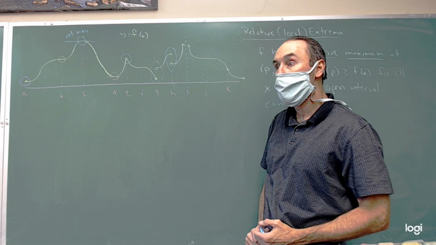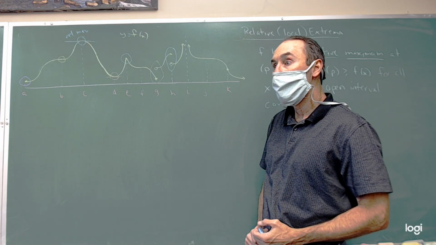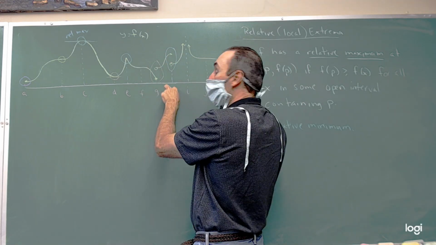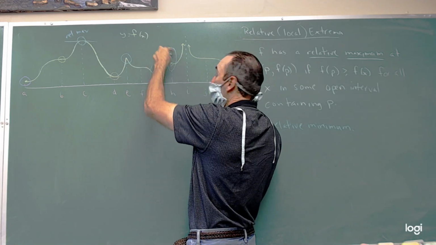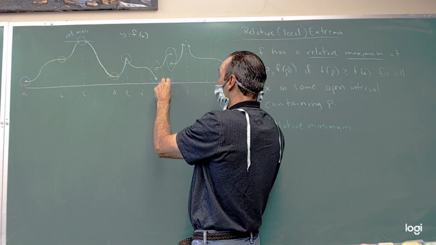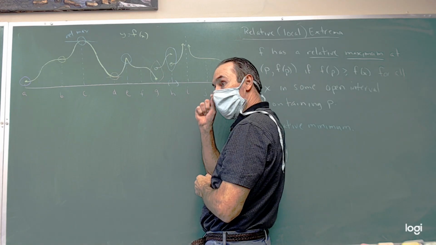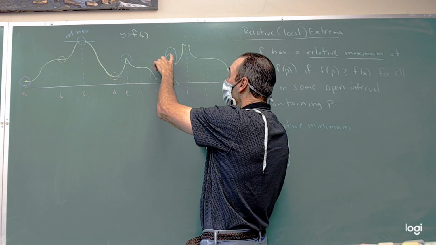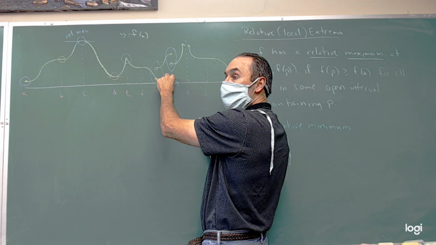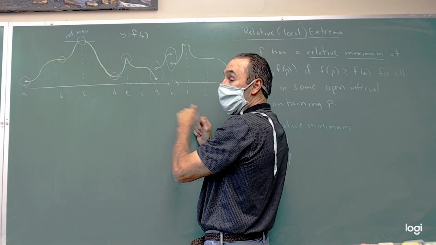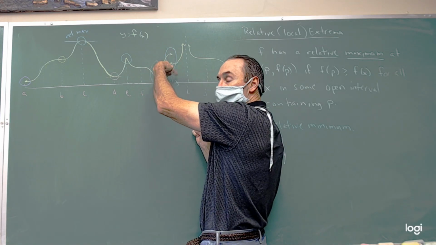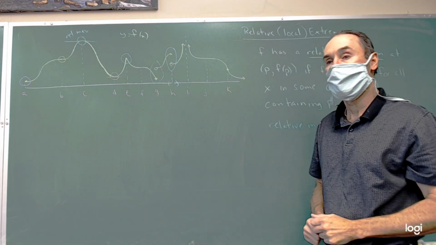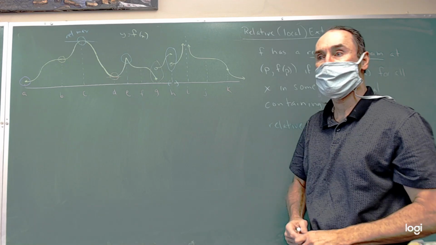Is it neither because the other half goes higher? Well, remember, it's just in some little open interval containing this point. So if you look at everything in the blue circle, this is what we mean by an open interval containing h. For all the x values in here, that y value is the biggest. That means it's a relative maximum. It's not claiming it's the biggest mountain in the whole range. It is just a highest point. Okay? How about I?